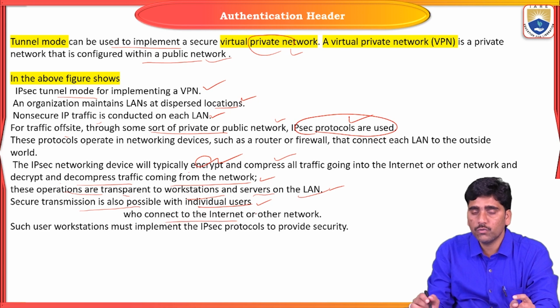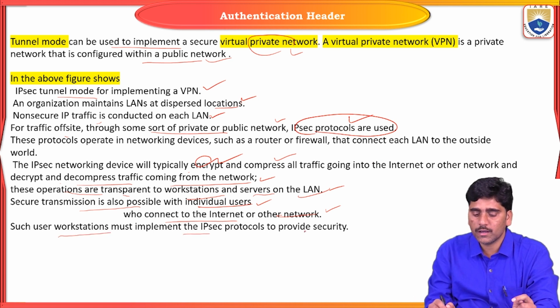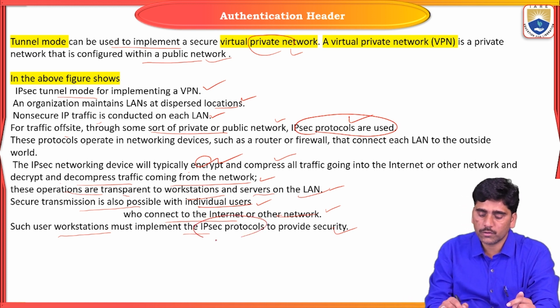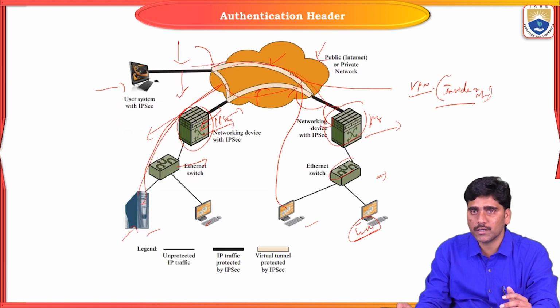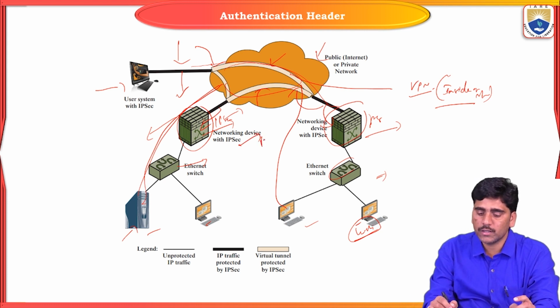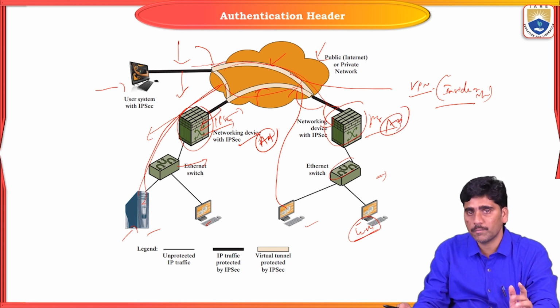So users who connect to the internet or other network, such user workstations must implement the IP secure protocols to provide security. This is all we understand from this diagram, which is implemented with the help of the IP security service, that is, the authentication header. With the help of the authentication header, we are going to access the private network across the public network.